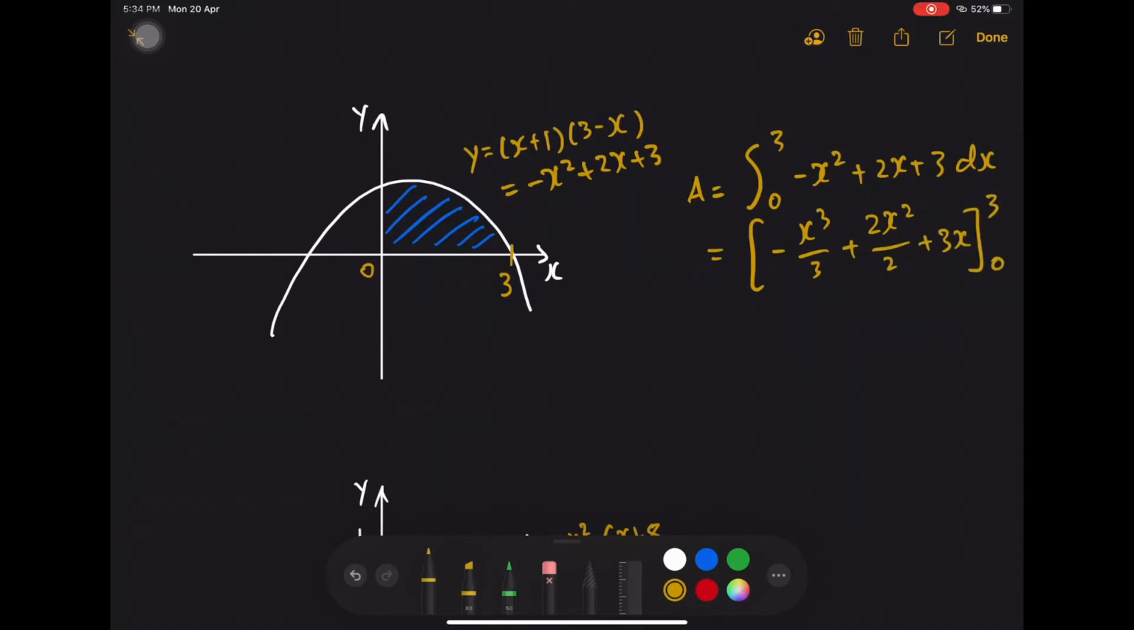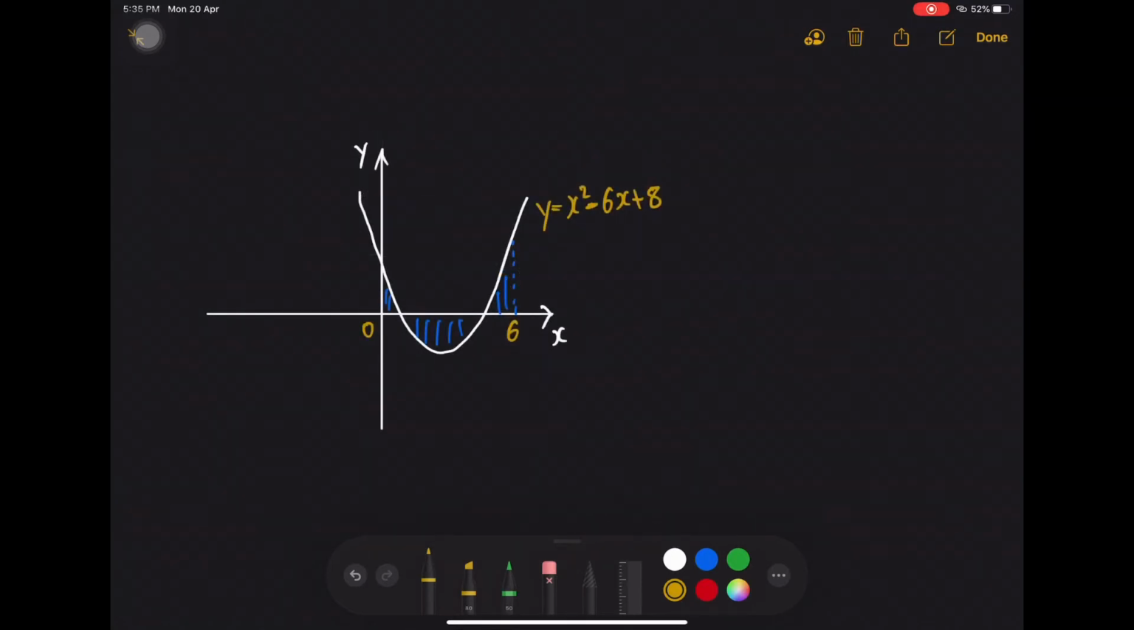So we're going to substitute 3 inside and then 0 inside. That will get me negative 9 plus 9 plus 9. After I substitute 3 inside, minus 0, because you sub in 0, everything will become 0. And you get your 9 units squared. So that's for the first one. And now we move on to the second example.